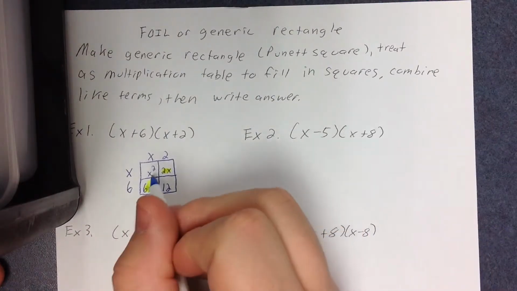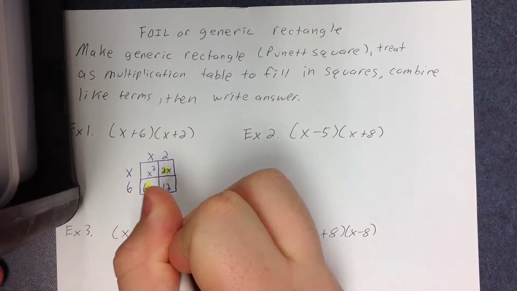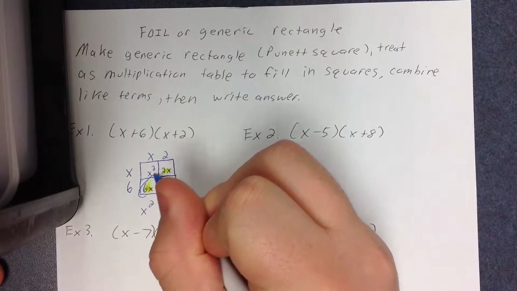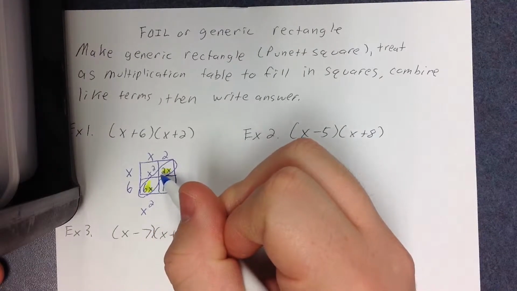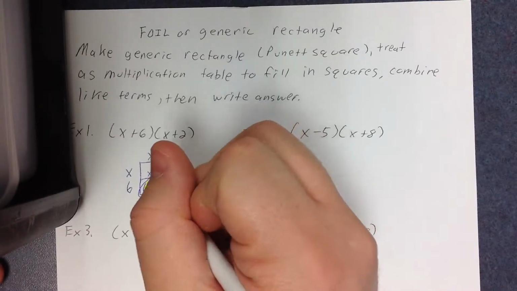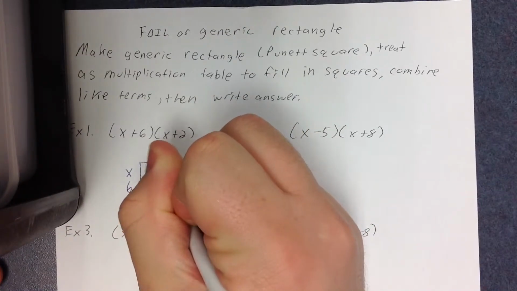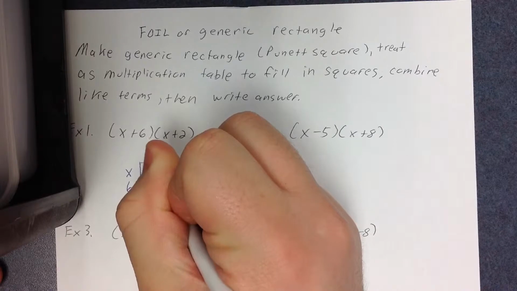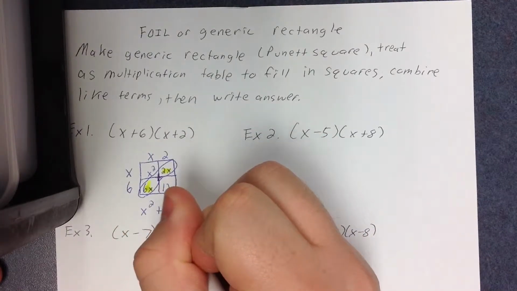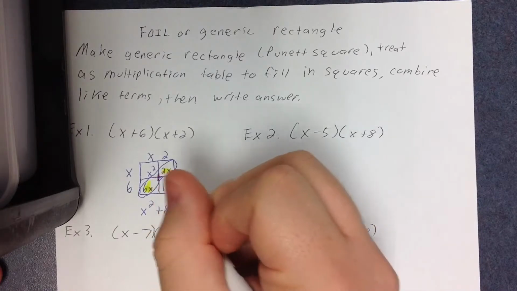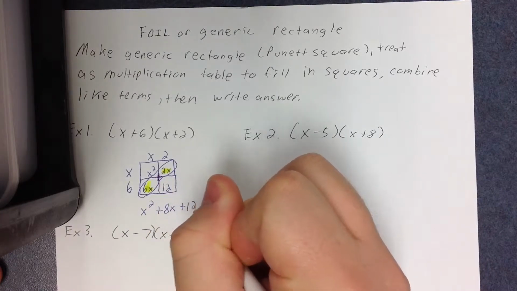So my answer, I start with the first box, x squared. Now I can add these two terms together. The reason I like to circle it is because it reminds me, since there's a plus sign in here, is the way I think of it. 6x plus 2x is positive 8x, and then the 12 is positive, so plus 12.